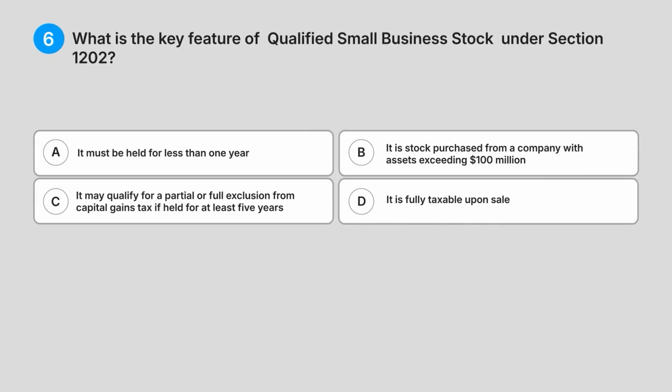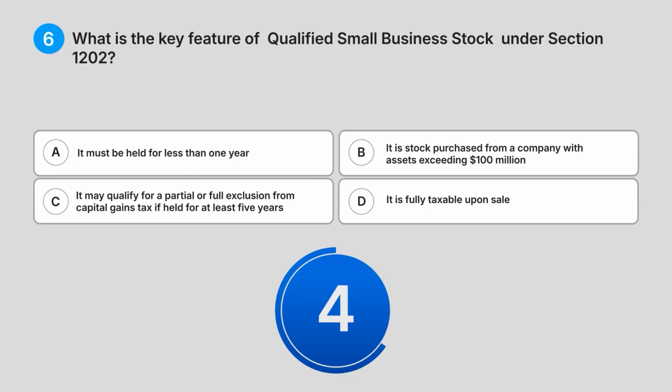6. What is the key feature of qualified small business stock under Section 1202? A. It must be held for less than 1 year. B. It is stock purchased from a company with assets exceeding $100 million. C. It may qualify for a partial or full exclusion from capital gains tax if held for at least 5 years. D. It is fully taxable upon sale. Can you guess the answer?